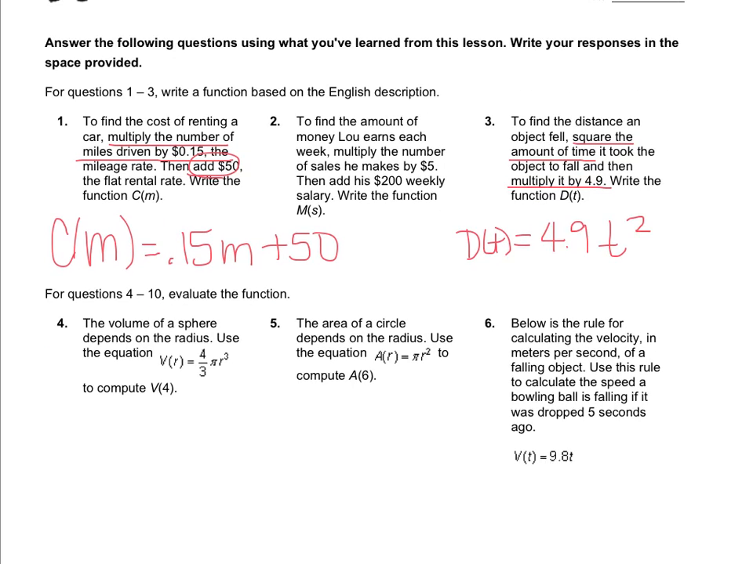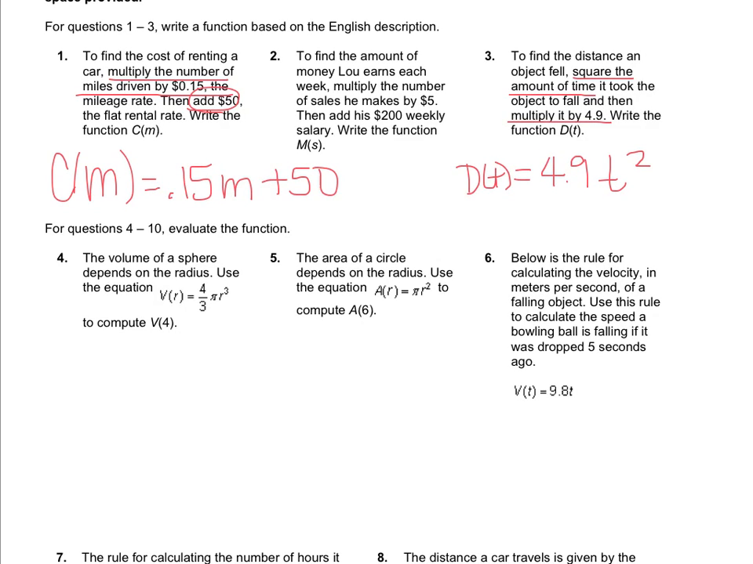Number 5, the area of a circle depends on the radius, and we're supposed to compute A of 6. Remember, whatever number they give you in this parentheses is what you plug in here for r, and you plug it in both places. So you'll do pi times 6 squared, and we actually did that earlier, and we got 113.09.